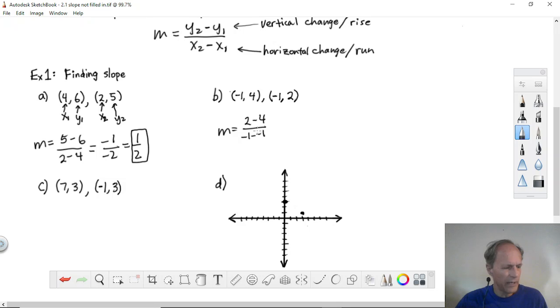Okay, so we're subtracting a negative there. I'll write parentheses around it. So on the top we have 2 minus 4, that's negative 2. On the bottom, negative 1 minus a negative 1. So that's negative 1 plus 1. So that is 0.